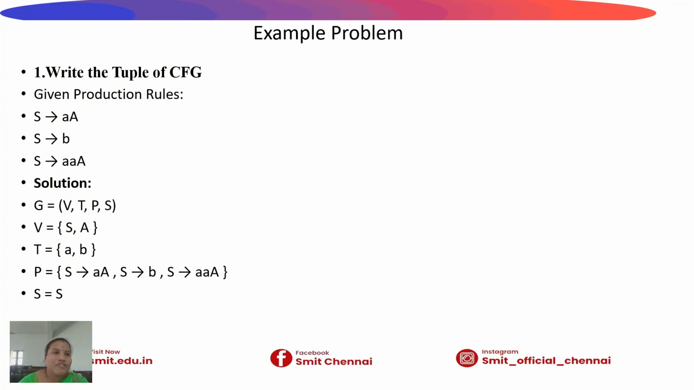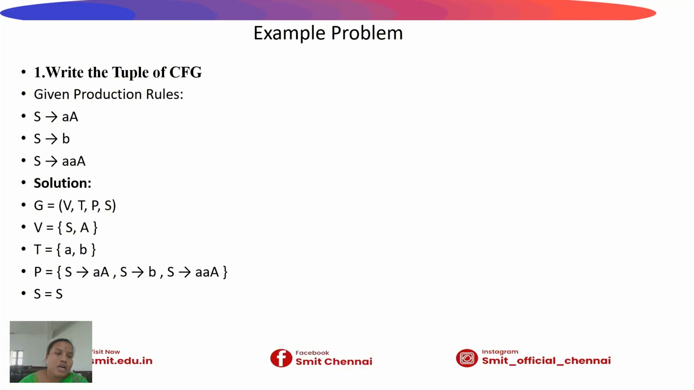So write the tuple of the CFG: S → aAa, S → bB, and S → aaa. So this is the solution of this example. Grammar means a four-tuple representation: V, T, P, S.